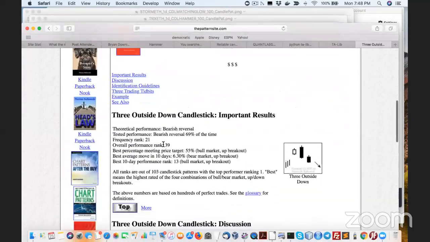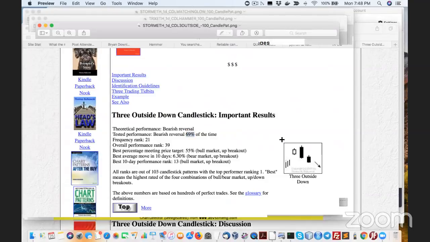So there's all these numerous examples that he provides. 69% of the time it's accurate on a bearish reversal. So here's what it looks like. Let's pull up that chart again. So if I go 1, so we're looking at 22. So I've got to go 8 bars: 1, 2, 3, 4, 5, 6, 7, 8.